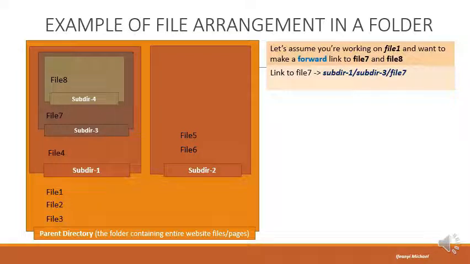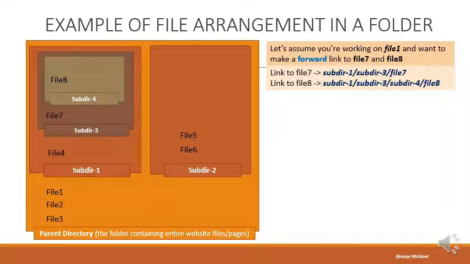So this is a correct link, and we can actually fetch file 7 right from inside file 1. Now, when we are looking at file 8, you can't just get file 8 inside subdirectory 3. You still need to move further inside the subdirectory, and that's subdirectory 4, and we get file 8 there. Okay, so that's how we get our subdirectory.